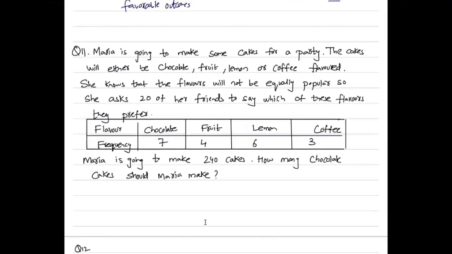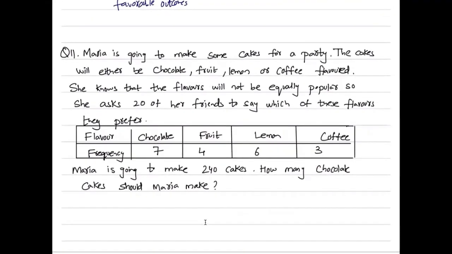Okay, let's try this one now. Maria is going to make some cakes for a party. The cakes will either be chocolate, fruit, lemon, or coffee flavored. She knows that the flavors will not be equally popular. So she asked 20 of her friends to say which of these flavors they prefer. Now, are you understanding the question? She has a very smart move over here.